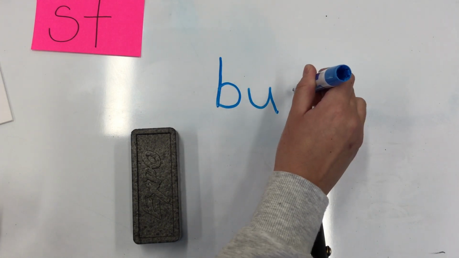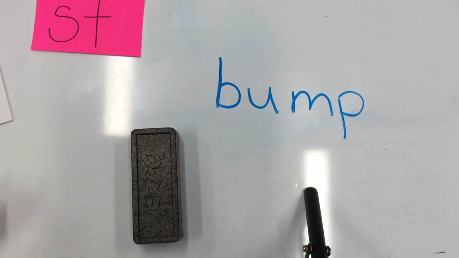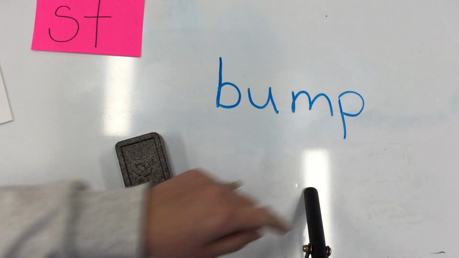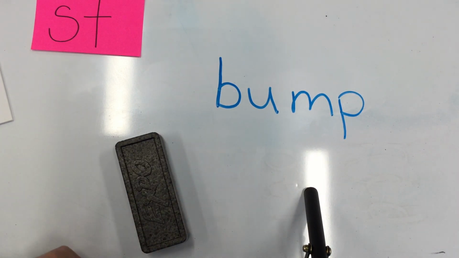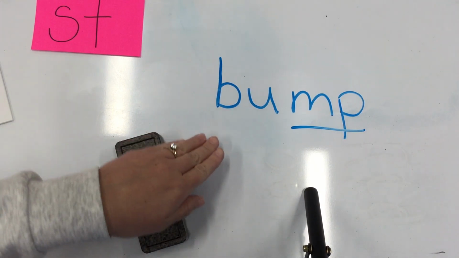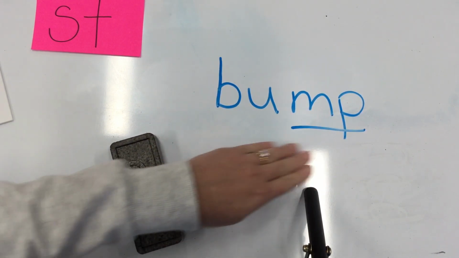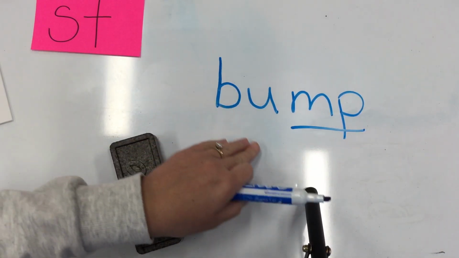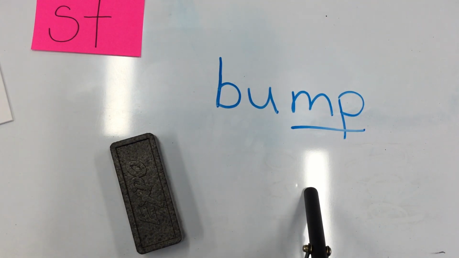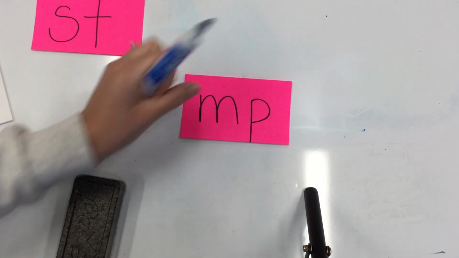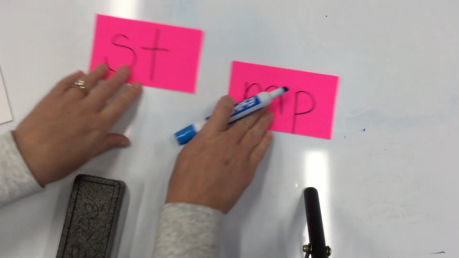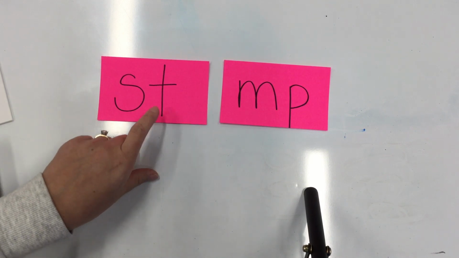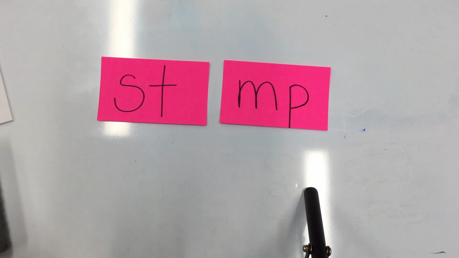B, u, m, p, bump. But remember, we don't want to read it like that. We want to blend these together. So we want to say bump, bump. We want to blend these two consonants together to make a quick sound. Bump, bump. So I want you to write MP on another card. So these are our two final consonant blend sounds that we have learned about today. St and mp. So write this down on a card.